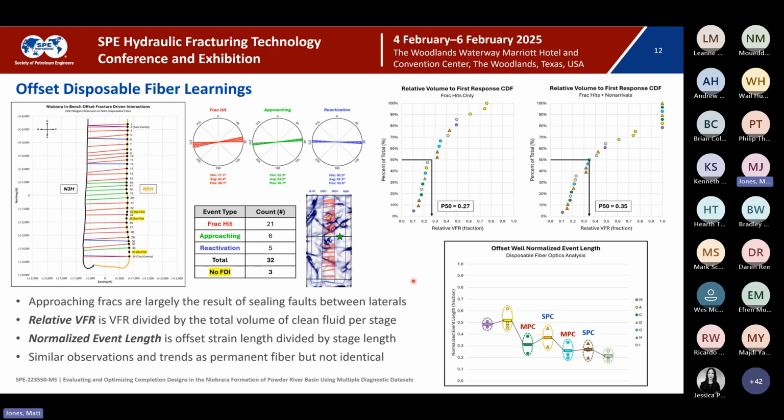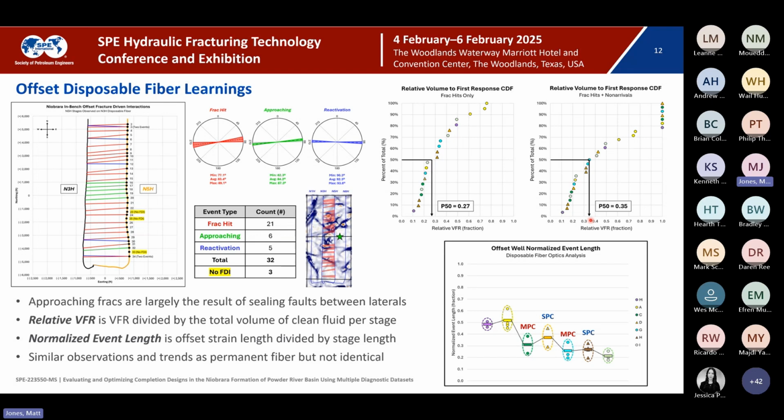What we see when we look at relative volume to first response is that our P50 value for the frac hits only is 27%. So said more simply, we're seeing the first fracture arrival on the offset well, 1,200 to 1,300 feet away at 27% of the fluid volume planned for that stage. So that's fairly early. When we look at relative VFR for frac hits plus non-arrivals, and we give the non-arrivals an arbitrary relative VFR value of 1, the P50 value changes to 35%. So a P50 range of 27 to 35% of when we're seeing that first frac hit the offset well.